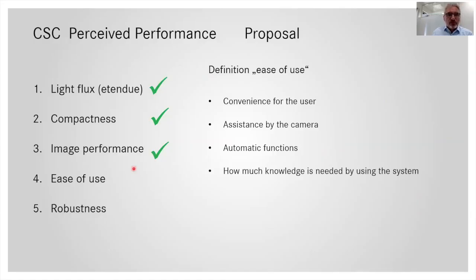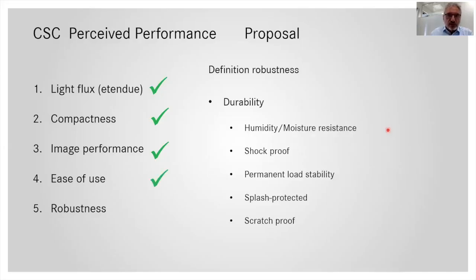Now we talk about ease of use. The definition of ease of use is convenience for the user, assistance by the camera, automatic functions, and how much knowledge is needed to use the system. Robustness is durability tests. We do a lot, and this is one of our core values we try to keep. This is durability, humidity and moisture resistance, shock proof, and all these things. Yeah, scratch proof.